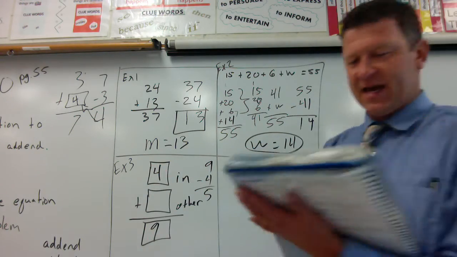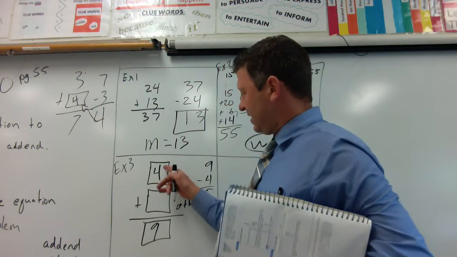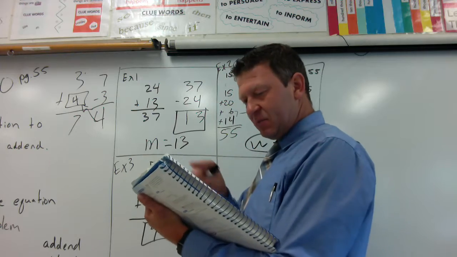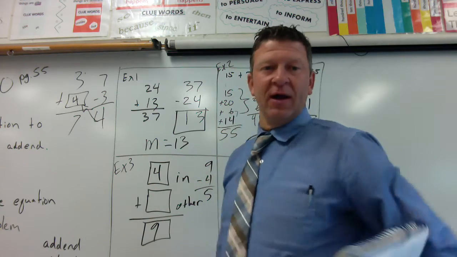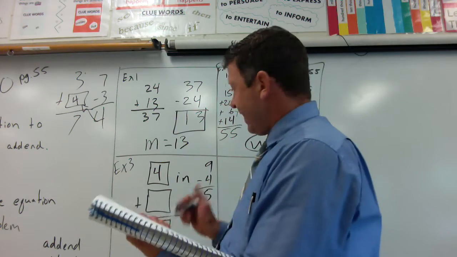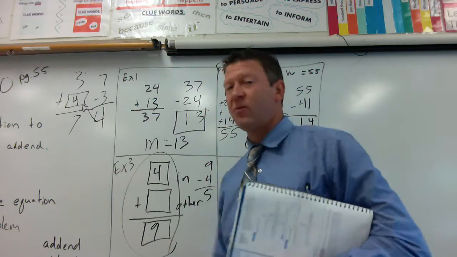Let's see what they say. A says some number plus 5 equals 9. Some number plus 4. That's not it. B says 9 plus 4. 9 plus 4 equals 13. You don't have 13 baseball players, so that one is out. C says 4 plus some number equals 9. And that's the equation that we came up with.